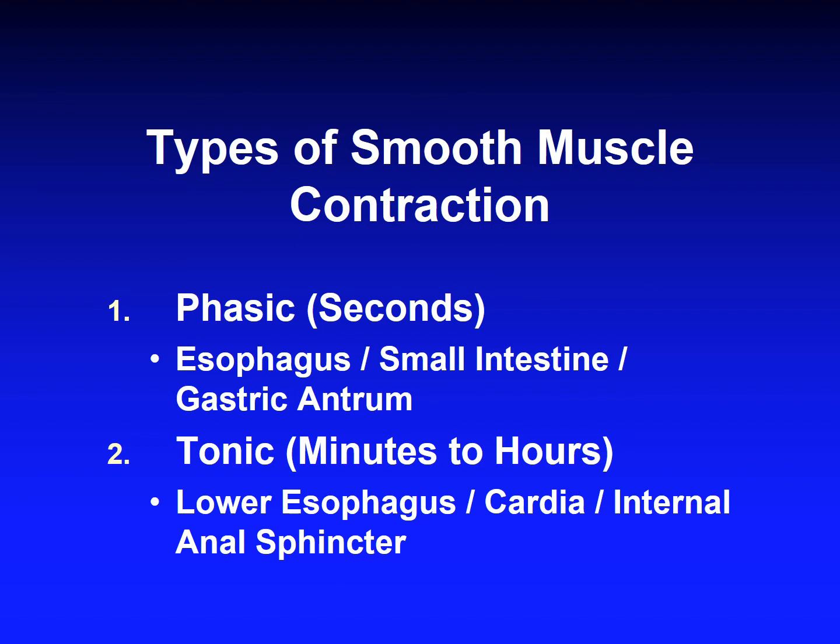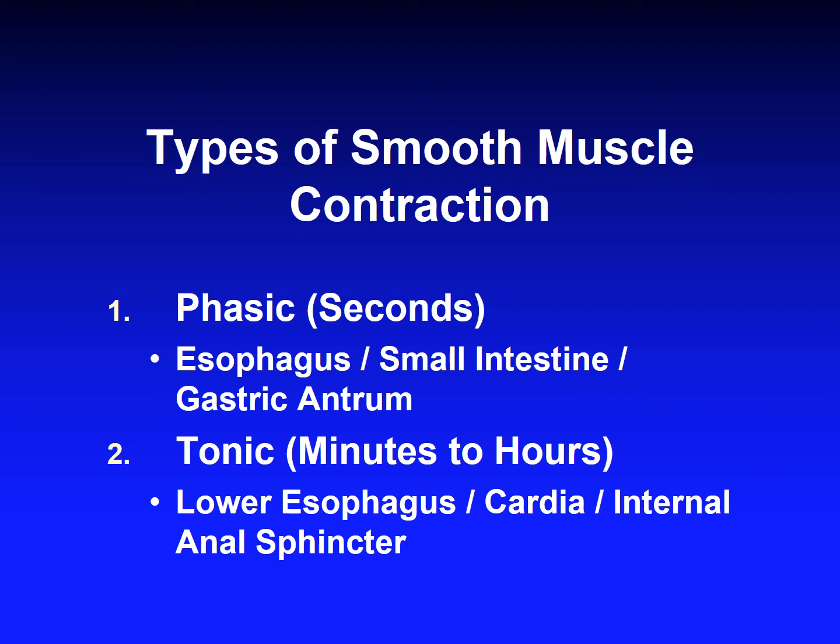You don't want the food to come in and out of the gastrointestinal tract freely, so you have to have a guard. You have to have a sphincter to guard it, to protect it, to keep it in. That's why for these sphincters you need a tonic contraction to contract for several hours, whereas the phasic, you need it to contract for seconds. And this happens in the esophagus, small intestine, and in the gastric antrum.